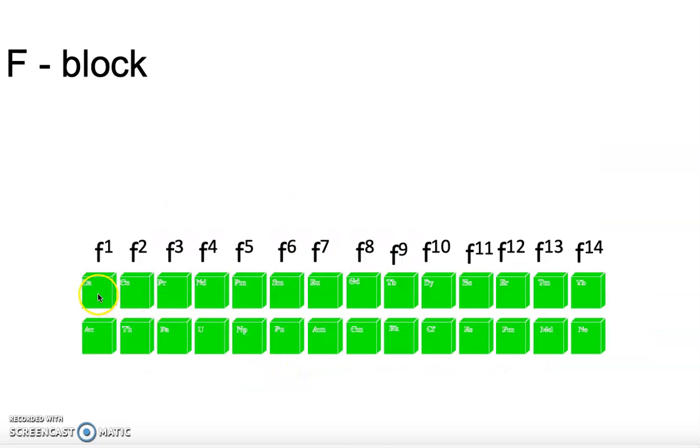So this is the f block. You have the 14 of them. La all the way to Yb. And Ac all the way over.